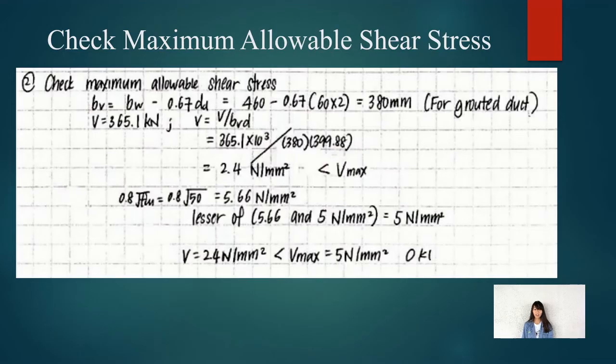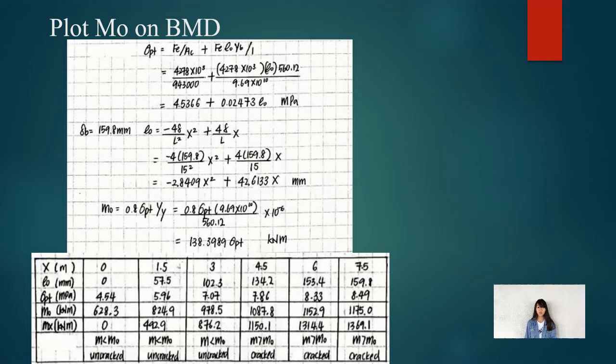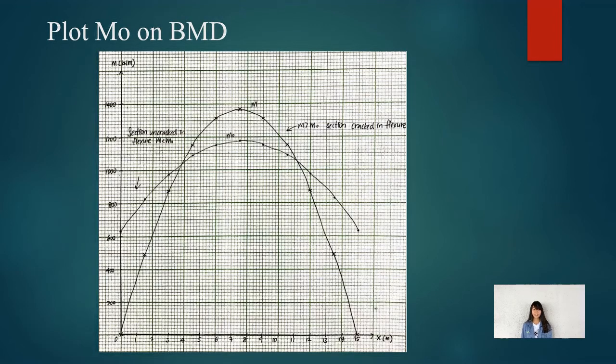Next is the check for maximum allowable shear stress. Then calculate M0 and plug it in the bending moment diagram. When M0 is less than actual M, the section is cracked in flexure. According to the result, the section is uncracked from 0 to 3 meter and cracked in flexure from 4.5 to 7.5 meter. So here is the bending moment diagram.